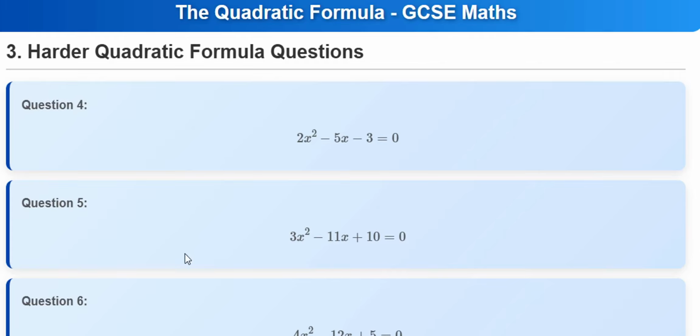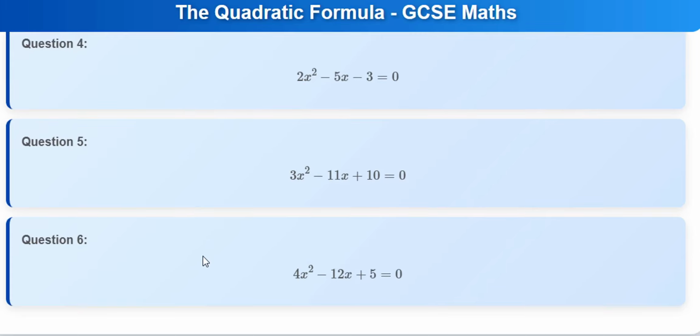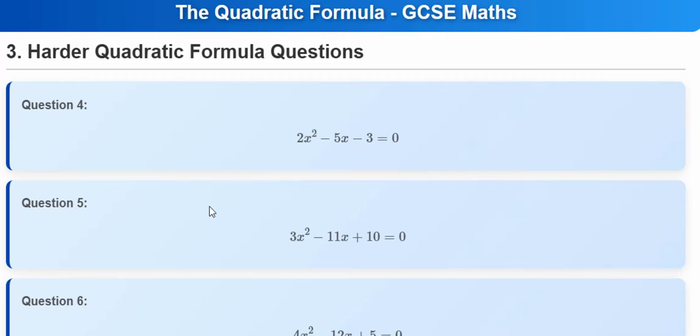Well, let me try question 6, where the coefficient of x squared is not 1, and then you'll try questions 4 and 5, because the logic of 6 is the same as that of 5 and 4. So we are given 4x squared minus 12x plus 5 is equal to 0. Then we are told to use the quadratic formula to solve the equation.